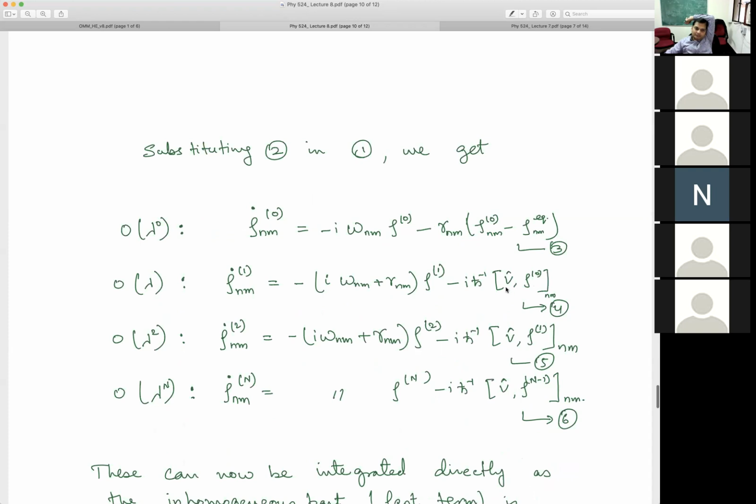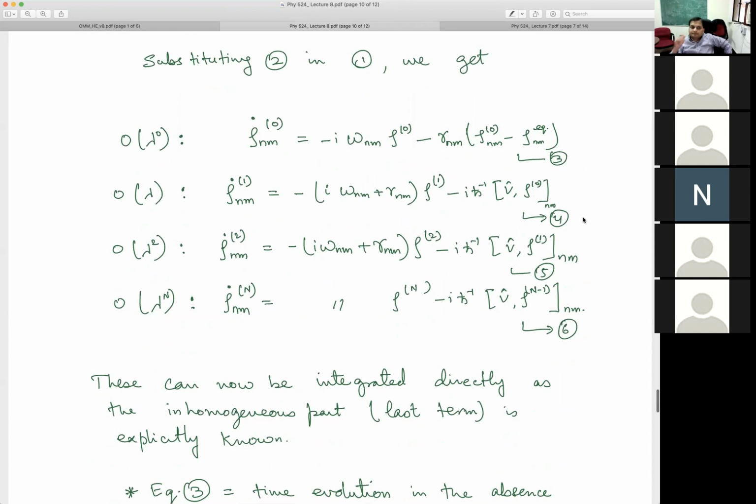And lambda to the power 0 cannot have a power of lambda, so the V term is not there in the first equation. And rho equilibrium also has lambda to the power 0, so the rho equilibrium only appears in the first term, and so on.